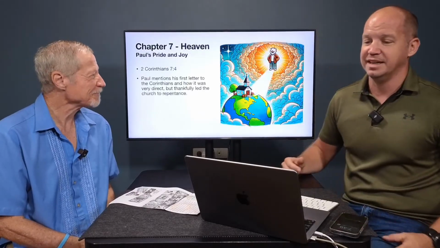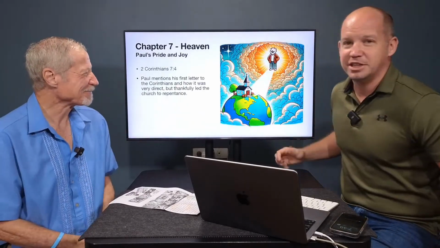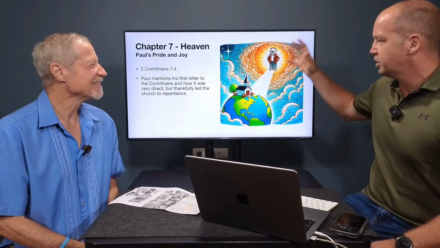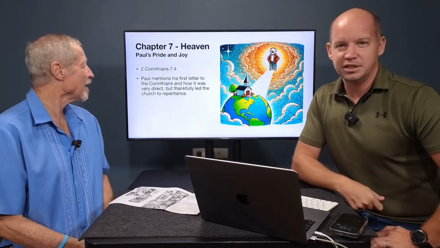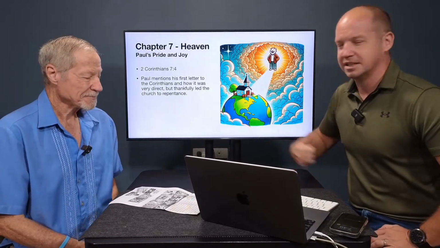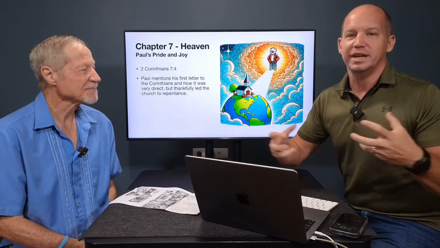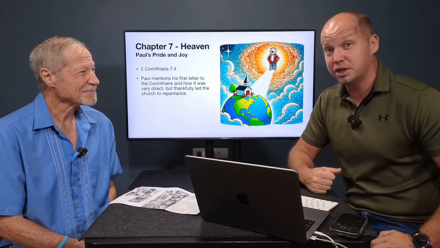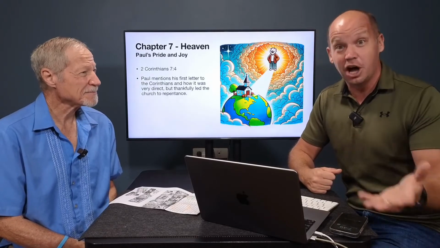Heaven. That's right. And so we created an image where we've got Paul up here in heaven. Just imagine for a moment looking down at the church in Corinth, even though that's not technically Corinth, but we'll go with it for a moment. And in this chapter, Paul talks about how much pride and joy he takes in this church, because you were talking about that first letter was pretty harsh to the Corinthians. And he acknowledges that in the chapter.